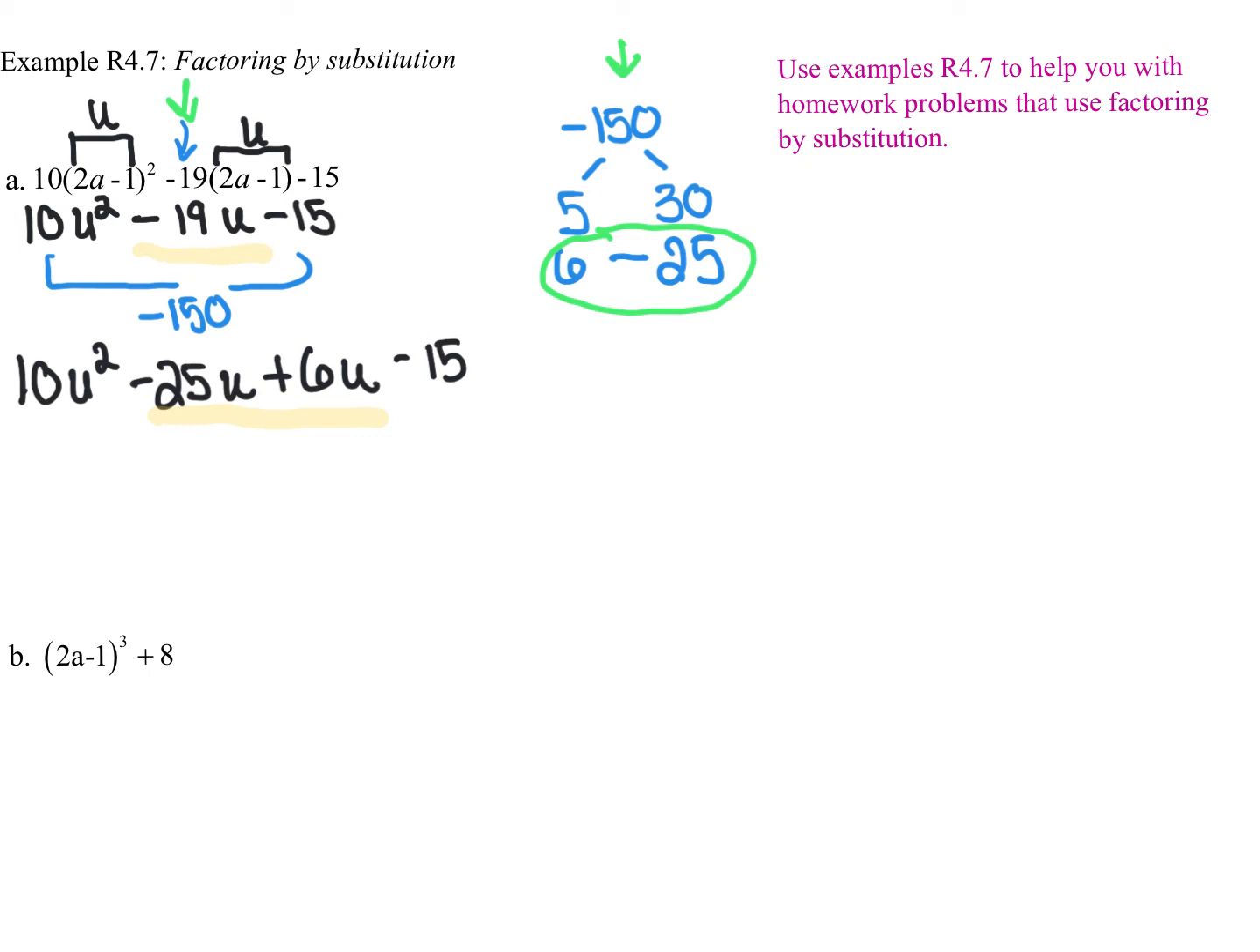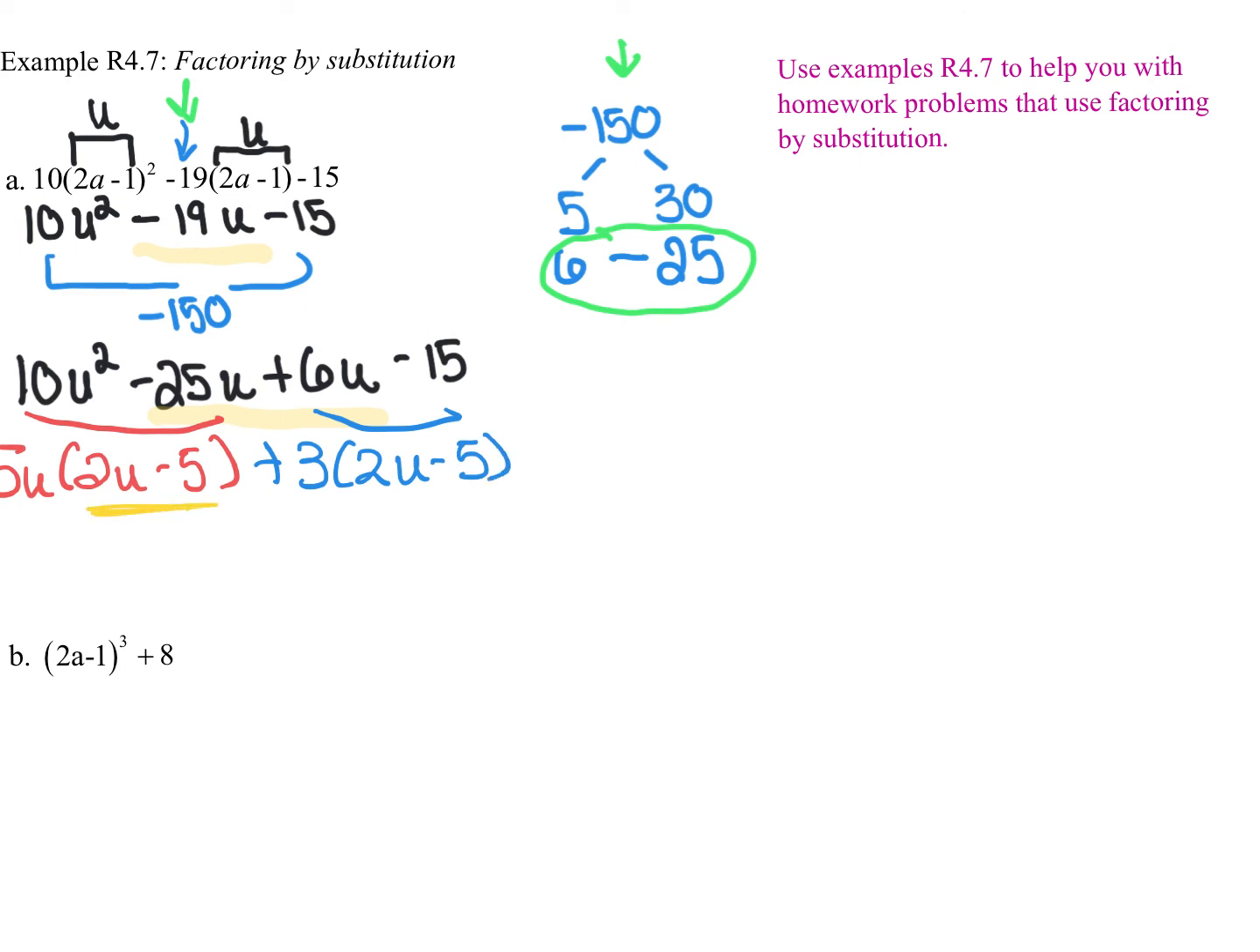Then I make my groups. Here's a red group and a blue group. In my red group, those both have a 5u in common. I'm left with a 2u minus 5. In my blue group, those both have a 3 in common, 2u minus 5. And then both groups match. They both have, in the parentheses, the 2u minus 5. So 2u minus 5 out of both. And then I'm left in red with 5u plus 3.